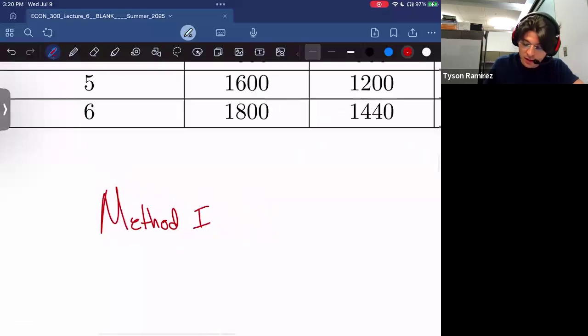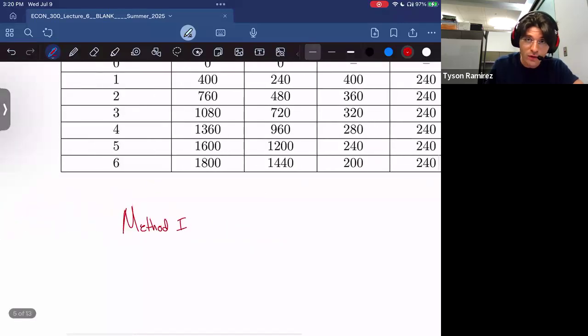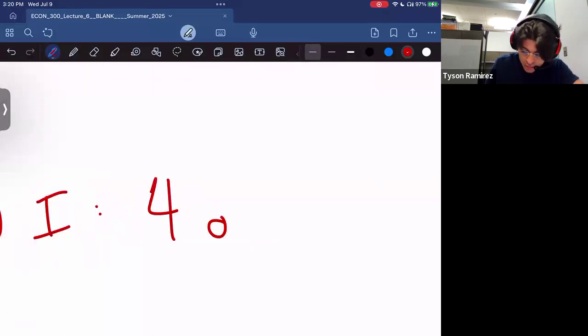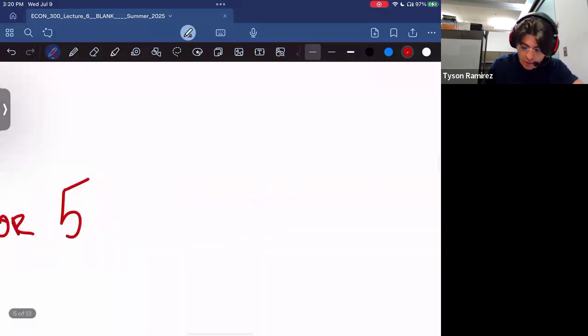Method one says that 4 or 5 acres is optimal.